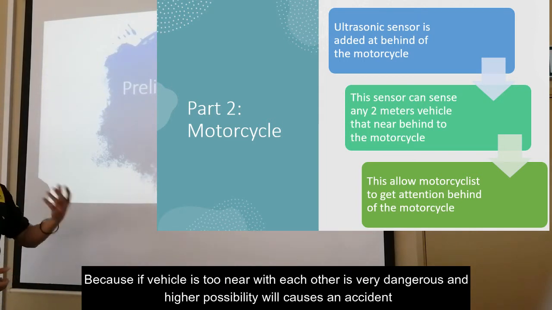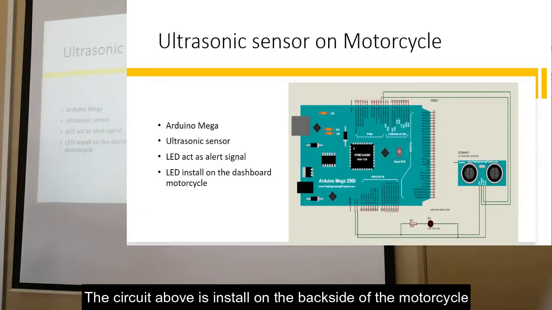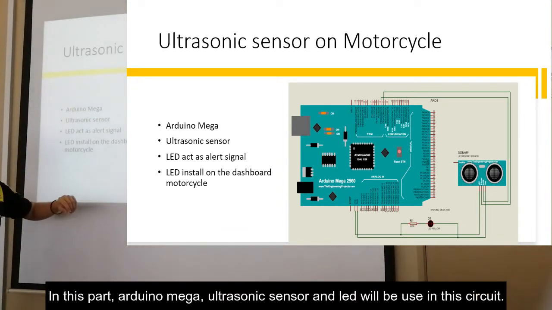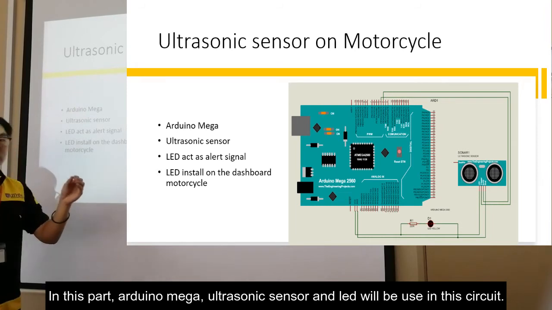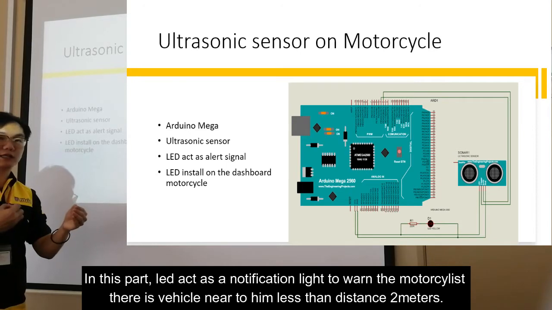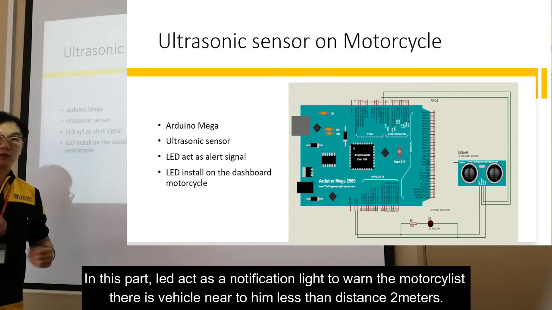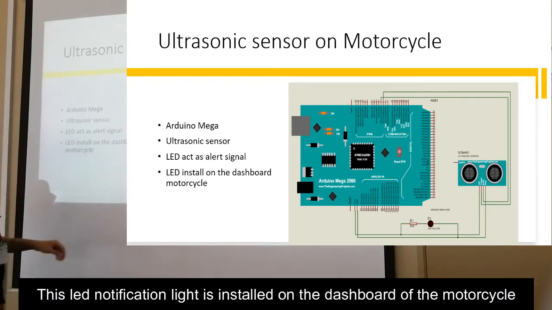Now is my result for part 2. This is the circuit installed on the motorcycle. I am using an Arduino Mega, an ultrasonic sensor, and an LED light as the signal. When the ultrasonic senses an obstacle behind the motorcycle less than 2 meters away, the LED will light up to notify the motorcyclist. This will be installed on the dashboard of the motorcycle.